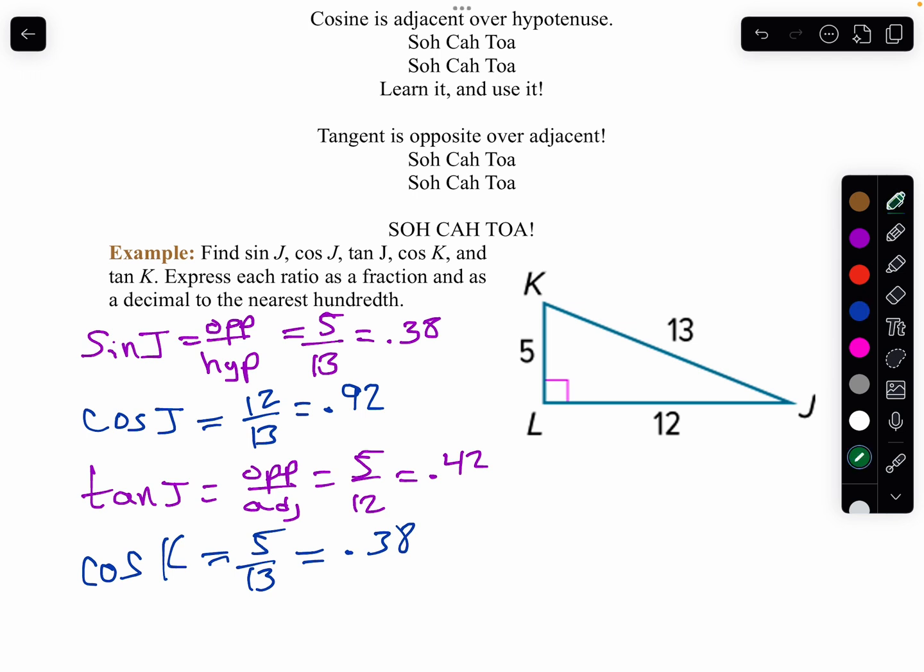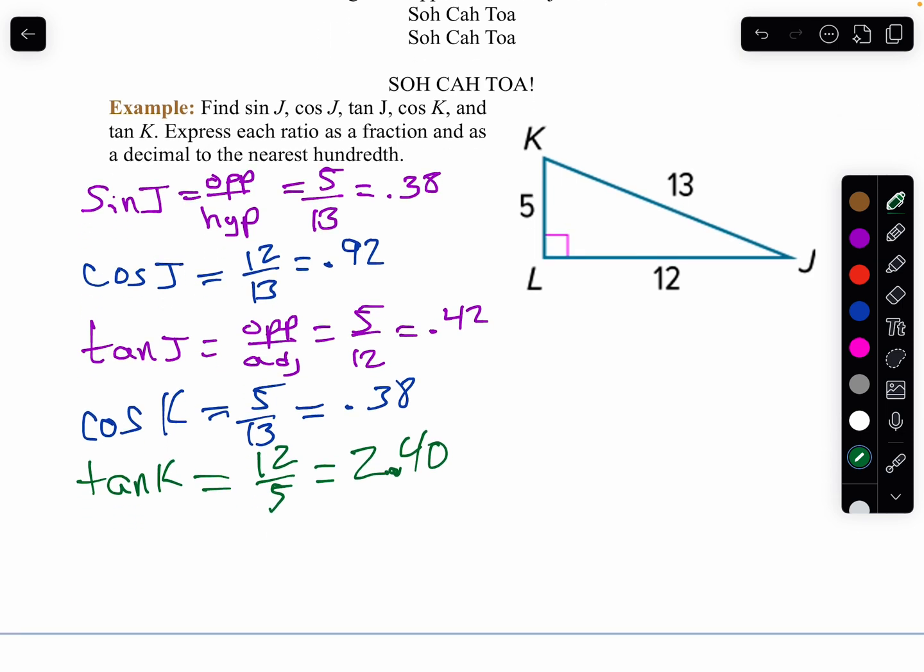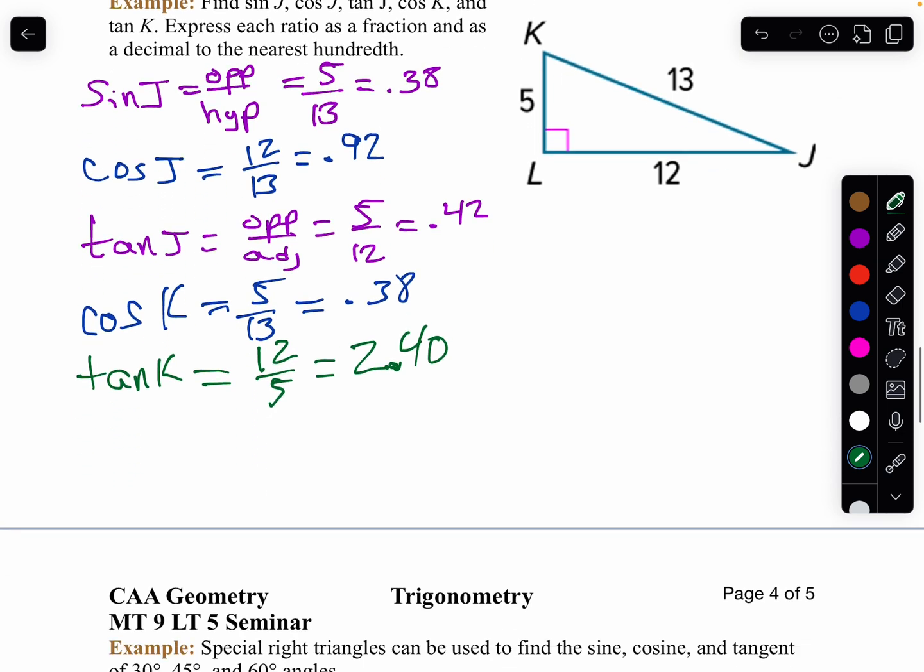And then finally, I want to look at the relationship here. Let's do the tangent of K. So tangent is opposite 12 over adjacent 5. So it's 12 over 5. 12 divided by 5 is 2.4. The tangent can be a number bigger than 1. And as we start using our calculators and everything else, we will show you how we can actually calculate those ratios and those angles out.